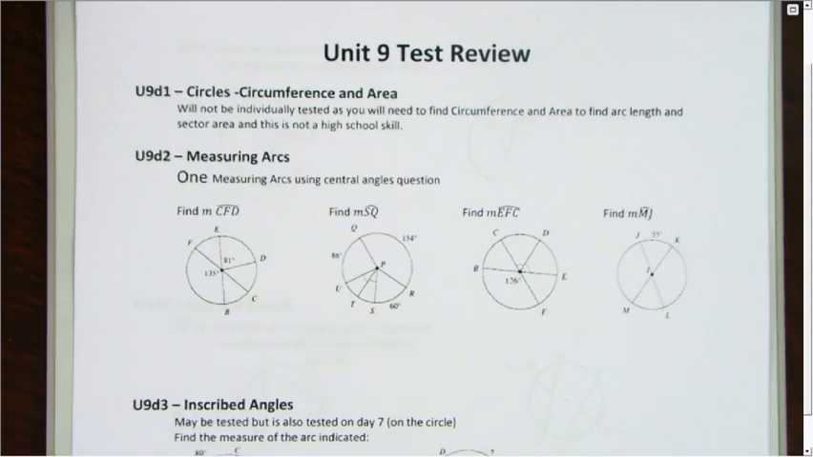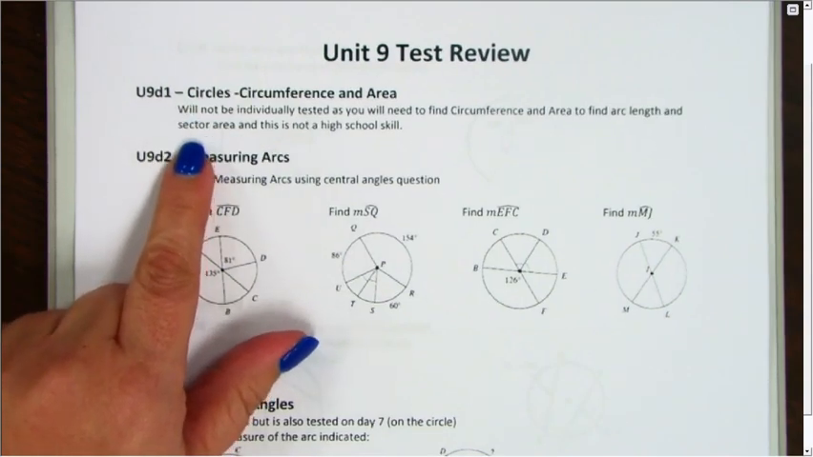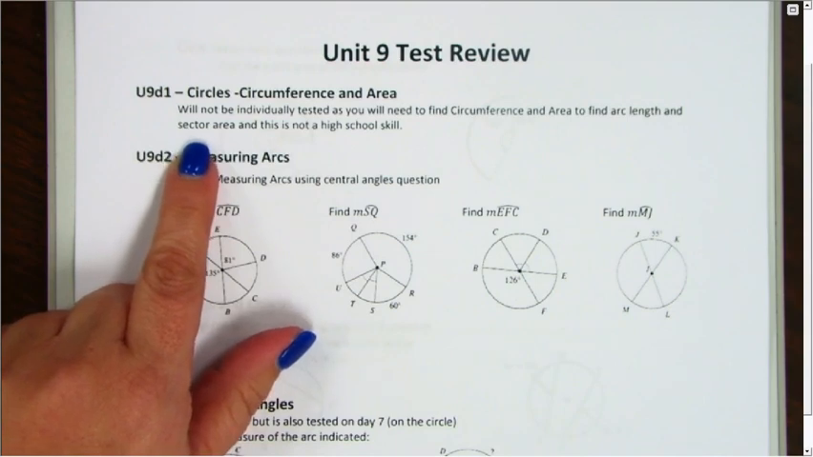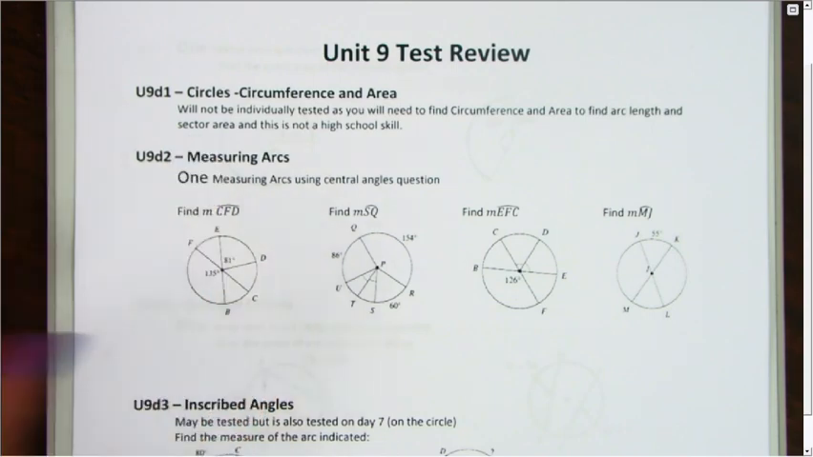In this clip, we're going to be looking at reviewing days 1 and 2 of Unit 9 to prepare for the Unit 9 test. Day 1, circles, circumference and area. This will not be individually tested, but you will need to be able to find circumference and area to find arc length and sector area, as this is not a high school skill.